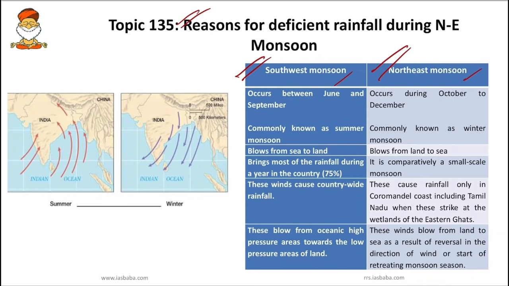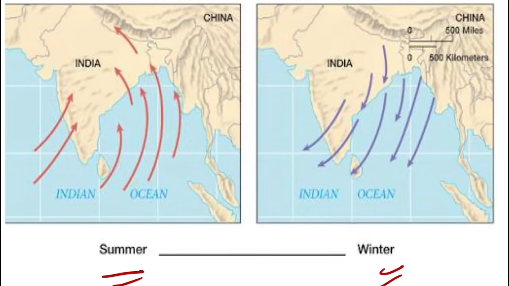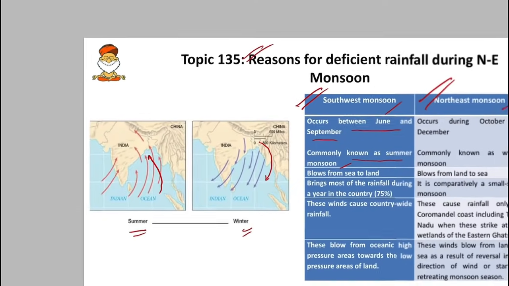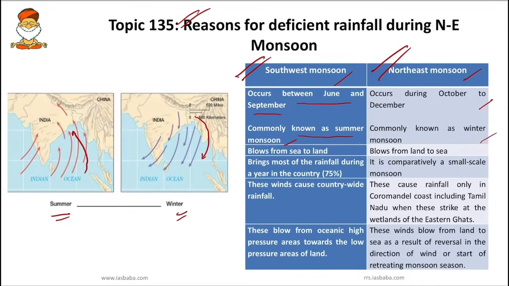Usually the southwest monsoon is associated with summer, and the northeast monsoon is associated with winter. First we'll see the southwest monsoon. It occurs between June and September, and it is commonly known as the summer monsoon. Whereas the northeast monsoon occurs during October to December, and it is commonly known as the winter monsoon. The southwest monsoon blows from sea to land, as you can see in the figure, whereas the northeast monsoon blows from land to sea, right? So this is the major difference.